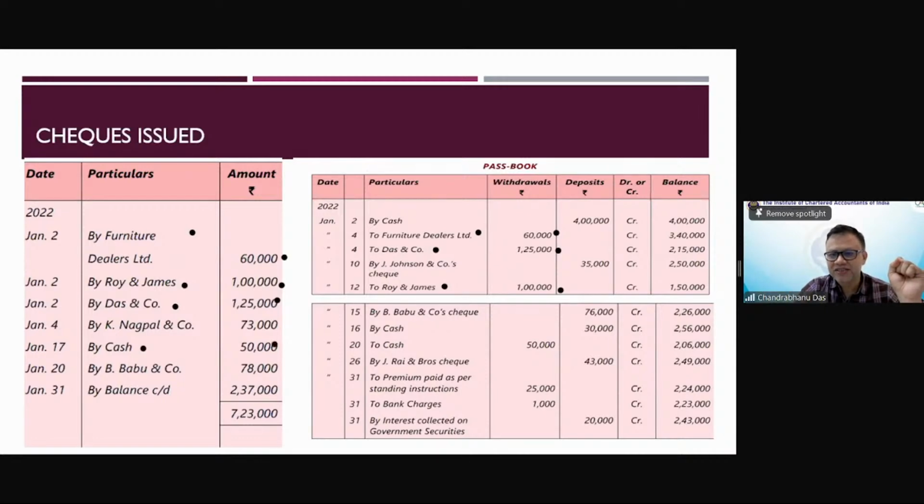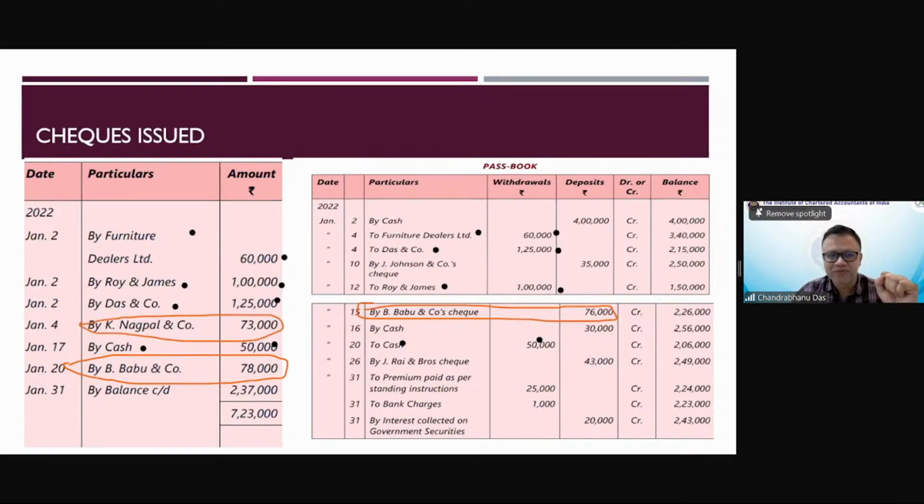By cash, some 50,000 is there. Then to cash, 50,000 is there. What is not there is Babu and Co, 78,000. But you can see here Babu and Co, 76,000 is there, which we have already tallied at that time. The same Babu and Co can be both supplier and customer. And something is not there: K. Nagpal and Co. These two we are not able to get. So now we know that these are checks issued but not presented. So under the timing category, checks issued but not presented.